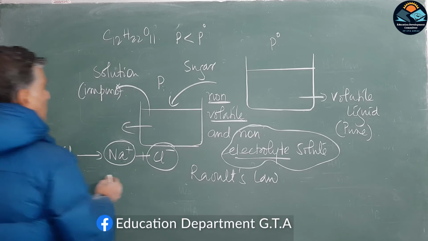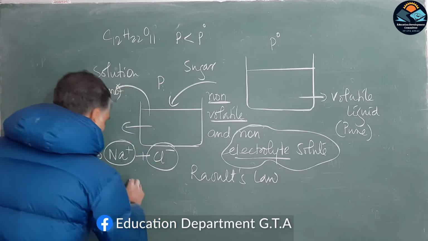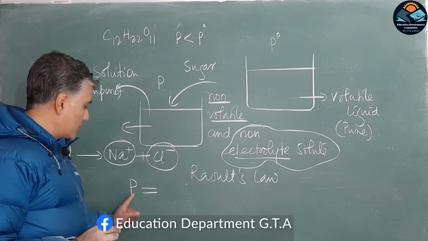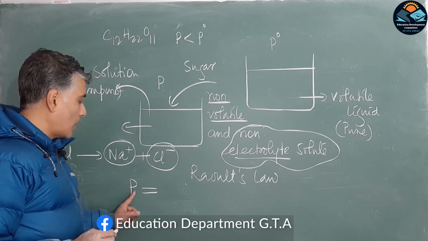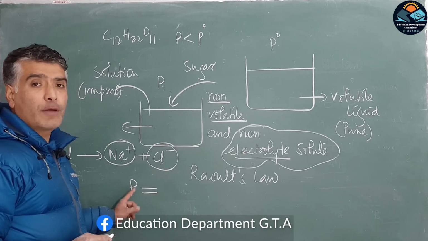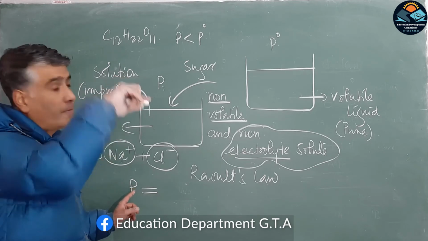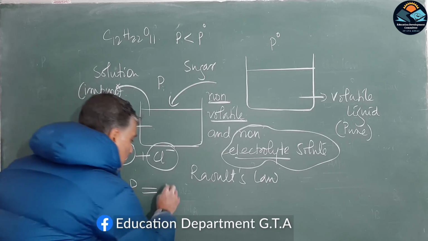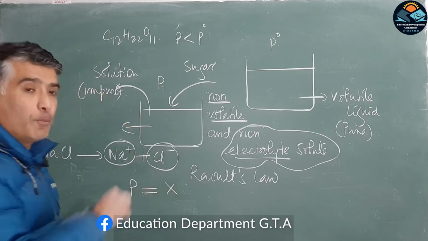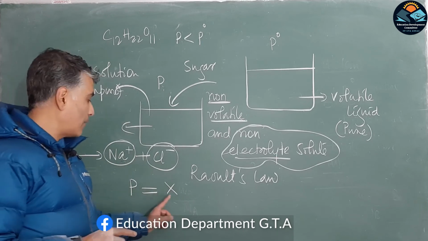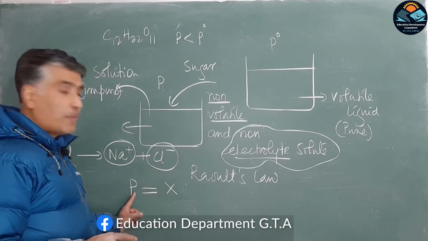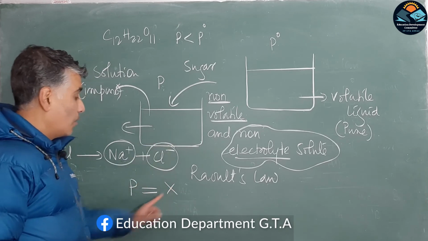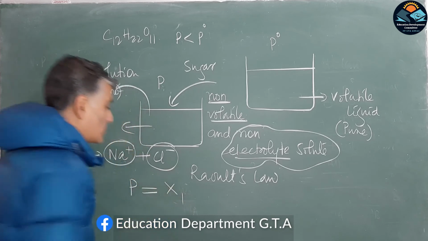So the vapor pressure of the solution, remember, is the vapor pressure of the solvent. And how do you find the vapor pressure of any component in a mixture? From the previous Raoult's law, you know that the vapor pressure of the component is given by the mole fraction of that same component. If you are finding the vapor pressure of A, you have to take the mole fraction of A. This is the vapor pressure of the solvent in the solution. Therefore, what we need is the mole fraction of the solvent.